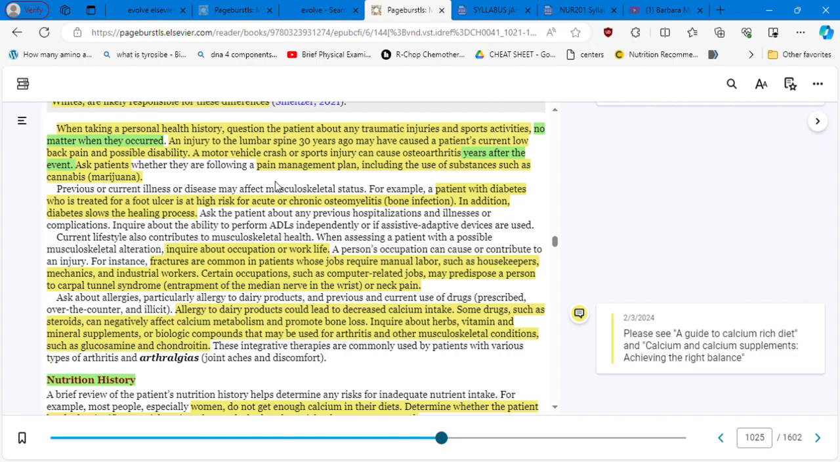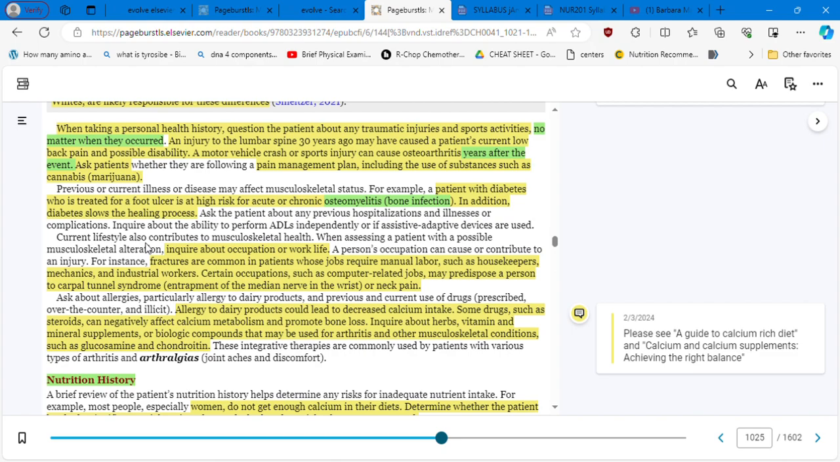A patient with diabetes who is treated for a foot ulcer is at high risk for acute or chronic osteomyelitis. This is another concept: bone infection. Osteomyelitis is a bone infection. Okay? In addition, diabetes slows the healing process. So we learned so far osteopenia, osteoporosis, osteomyelitis.